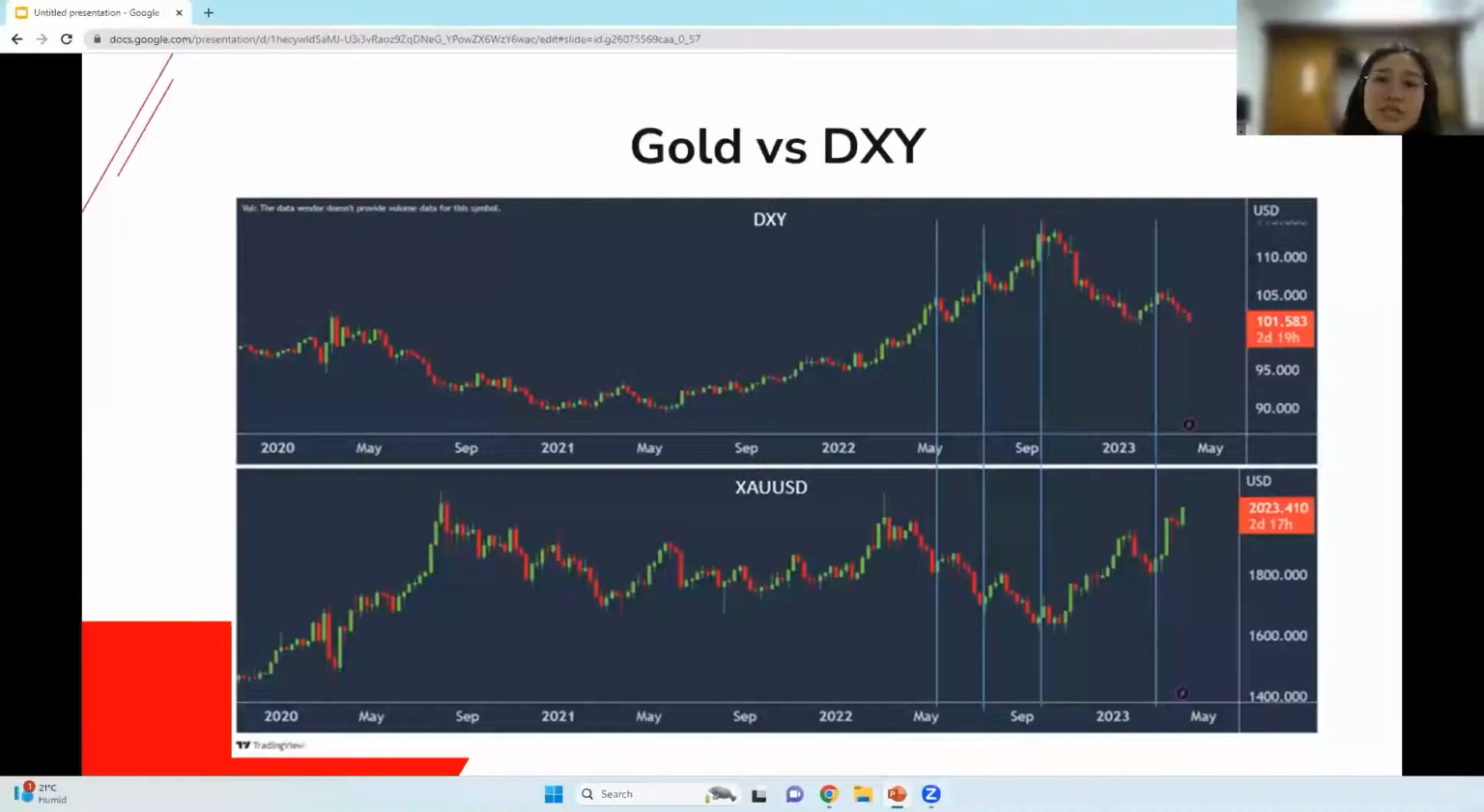So gold versus DXY historically have been negatively correlated. Okay, so if you take a look at this chart, for example, if you look from May to September, whenever we see a rise for the DXY, we can expect the gold to drop. And if DXY drops, we can expect the opposite for gold as well.